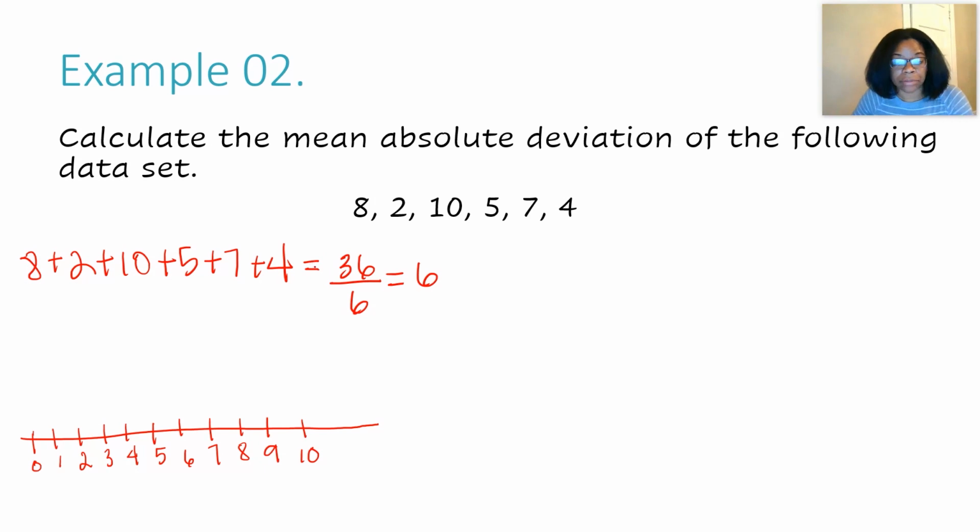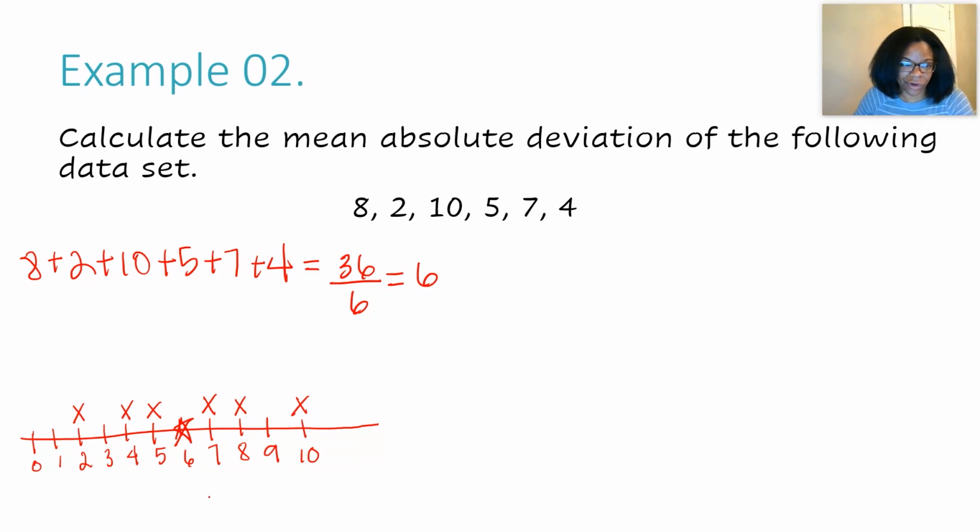I'm going to mark my mean on this number line, and I'm also going to mark my points. So I'm going to star the mean. I just calculated that 6 is the mean of that data set. Now I'm going to mark the actual data points themselves. I have 8 and I'm going to mark it right here. I have 2, I have 10, I have 5, I have 7, and I have 4, and I mark each of them.